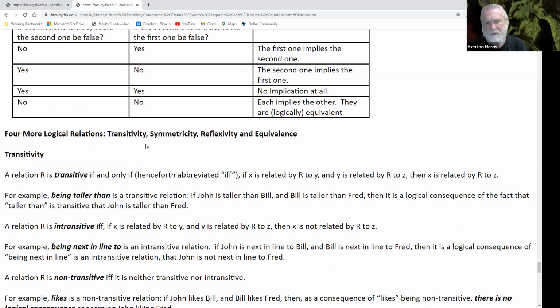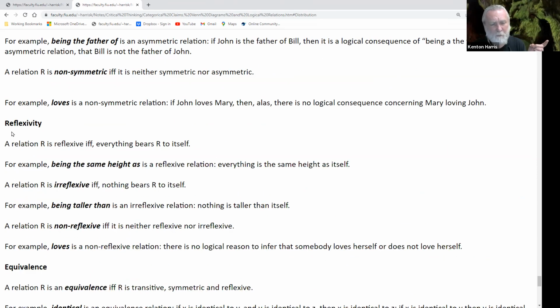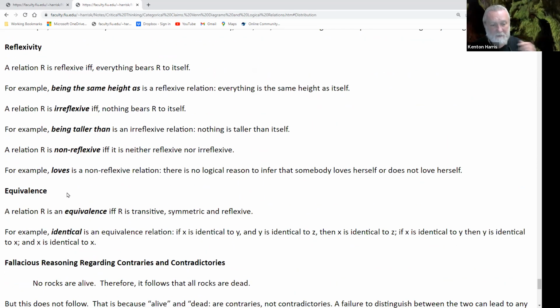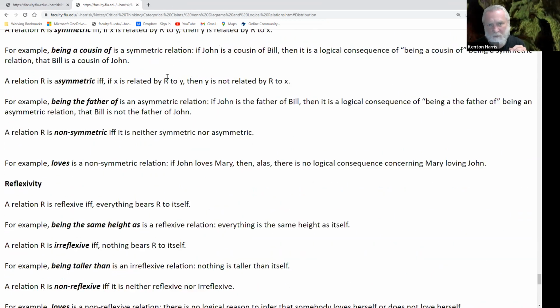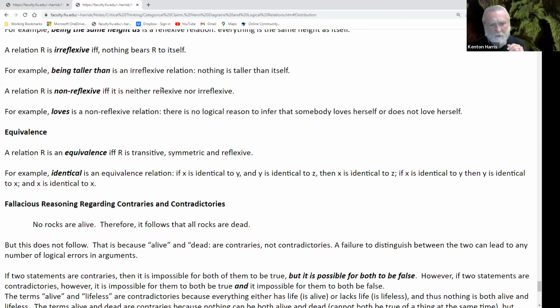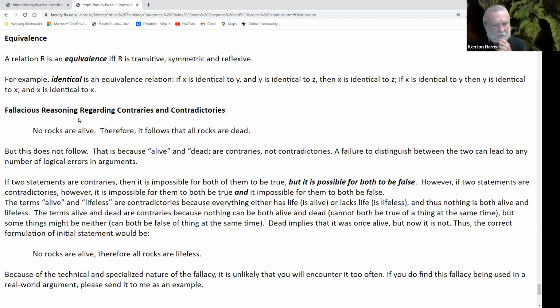Here I talk about certain other logical relationships, right? Transitivity, symmetry, reflexivity, and equivalence. I think they're useful relationships for you to know, but I'm not going to go over them with you here. I don't think it's necessary.